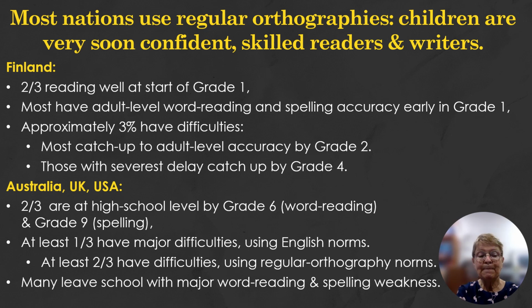Wow. So now let's look at our Anglophone nations, Australia, UK, USA, and generally studies show 2/3 are at high school level by grade 6. Oh my goodness. Now that is after the kids with severest delay have caught up in grade 4. Okay, so grade 6 for word reading and about grade 9 for spelling. So our kids are taking years, whereas kids in regular orthography nations are taking weeks and months.